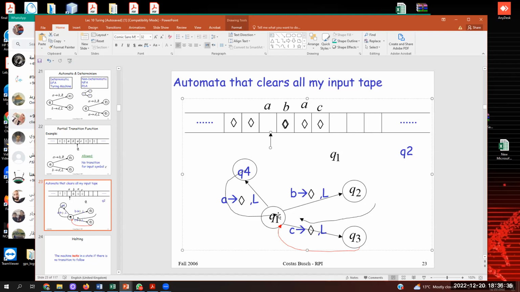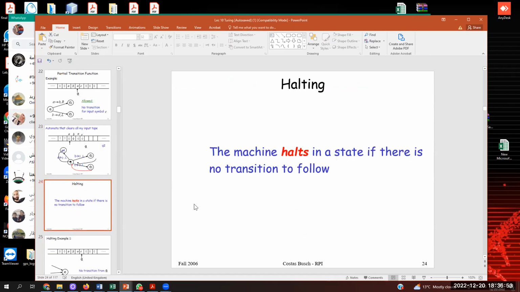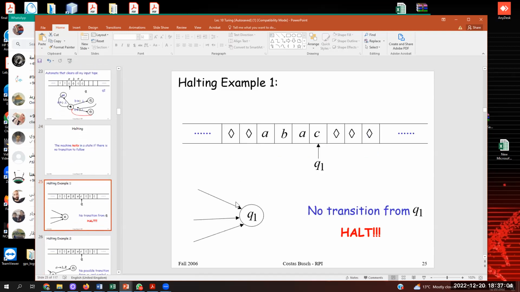From Q2, I come back to Q1, and I find an A, I write a blank. One more time, and then I move to the left. This is one way of clearing the tape. I've done that a few minutes ago. The Turing machine halts in a state if there is no transition to follow. If I have a Q1 and I don't have a transition out, it means my Turing machine will halt and will not move anywhere.